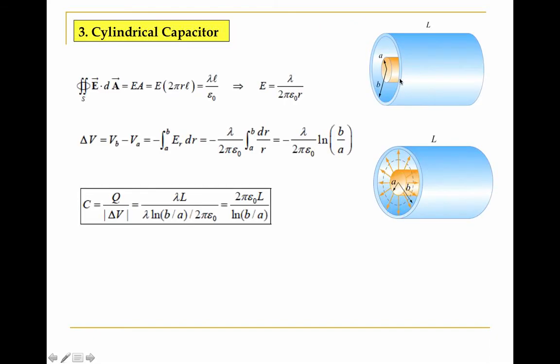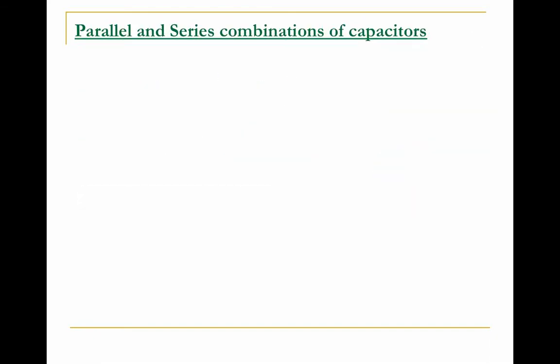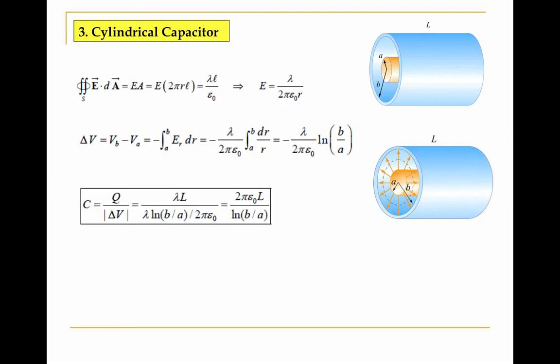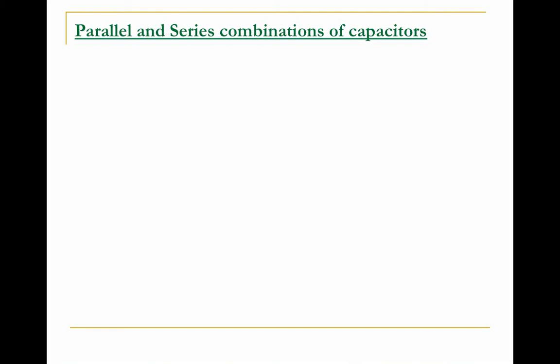So with this, the second point we wanted to look at is the parallel and series combination of capacitors. We've seen that once you build the capacitor, it's a constant value. So what happens if I'm interested in increasing or decreasing the capacitance within the circuit, within the device?